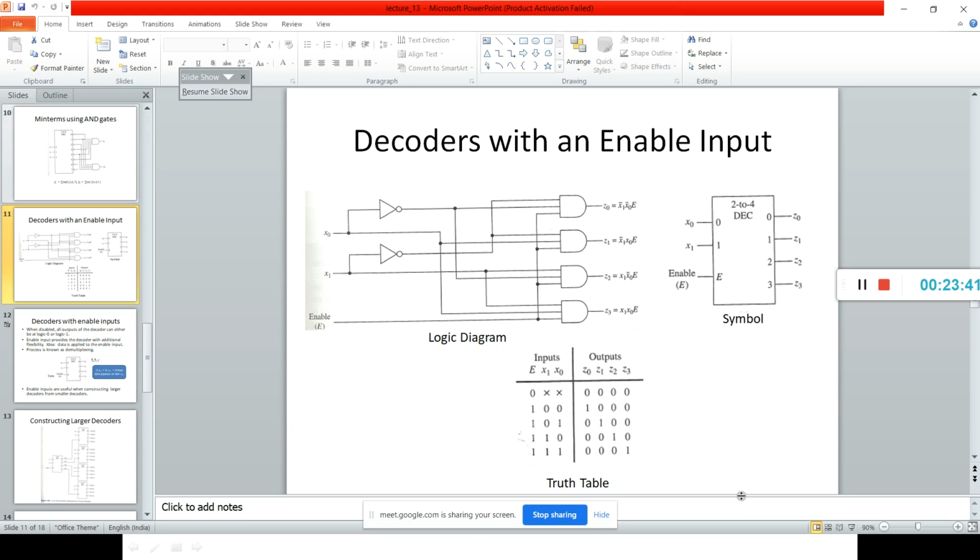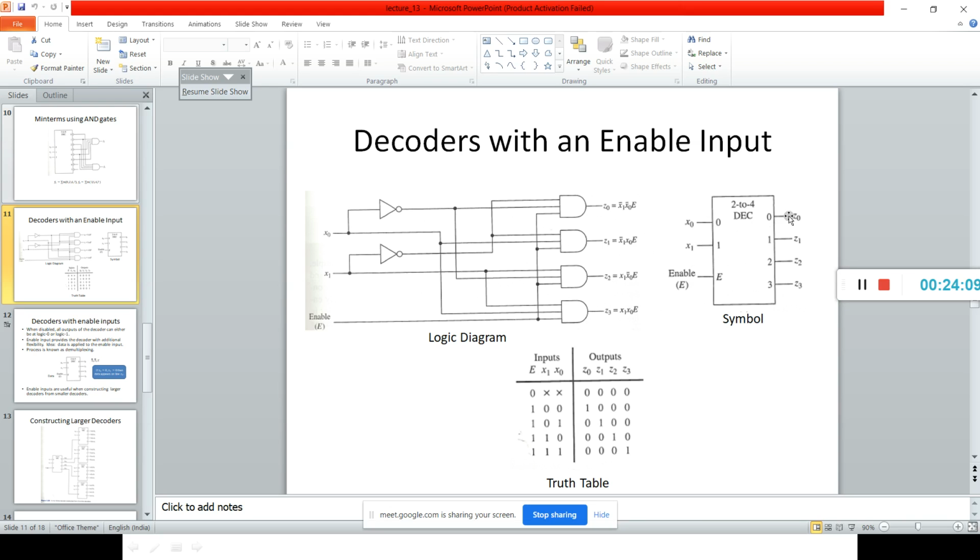So we have here 2 is to 4, which means 2 inputs, so 2 raised to 2, that is 4 outputs. x1 x0 are the inputs. If it is 0 0 with the enable 1... Enable should always be 1; if you want to select one output, enable should be high. And here we have two inputs x1 x0.